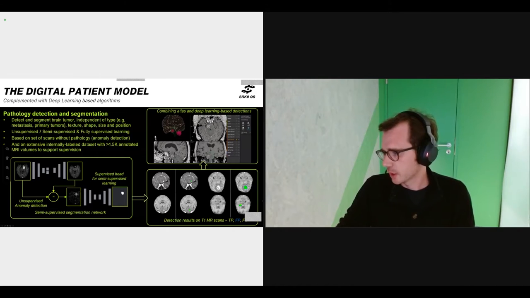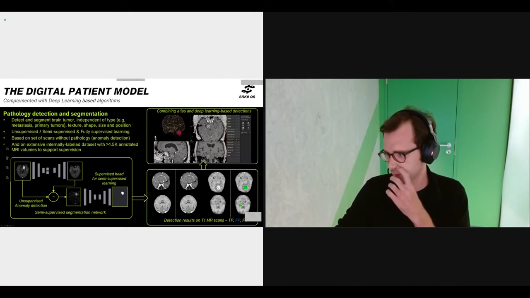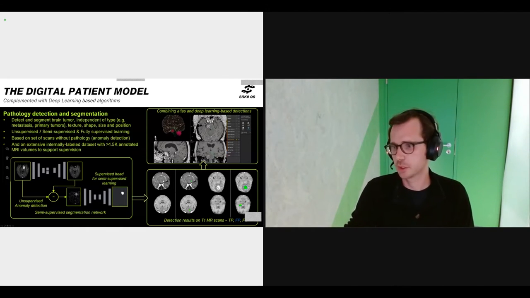On the right, you see some examples of the approach, and on the top right, you can see the integration between the objects segmented via the registration to the atlas, and the objects like the tumor, which are segmented with deep learning in this case. So the two approaches are really complementary.